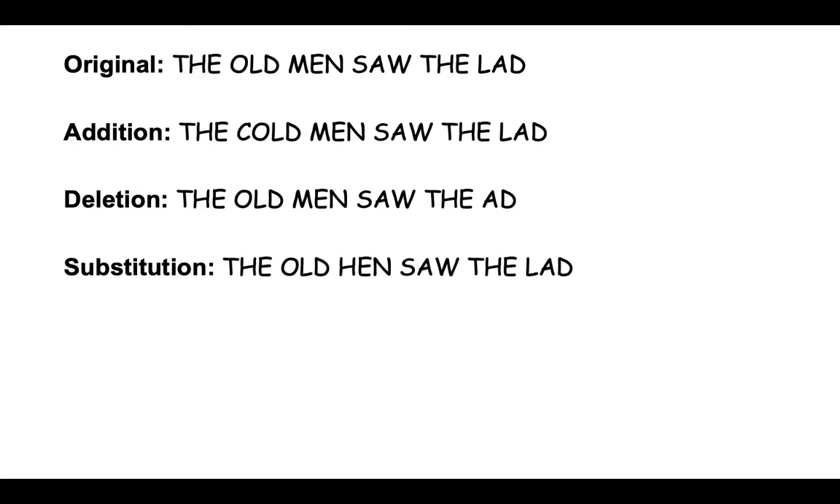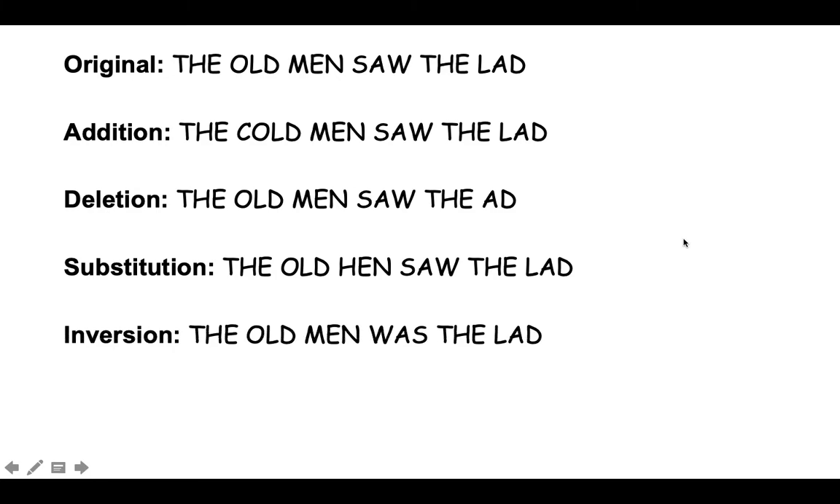A deletion mutation, the old men saw the ad, so rather than seeing a person, they're now seeing an advertisement, again, changing the meaning of the sentence. A substitution, the old hen saw the lad, so we've now got rid of the old men and we're now using an old chicken of some sort, and it's seeing a person, but we've changed the meaning from the original. An inversion, the old men was the lad. So the old men were the lad as opposed to seeing the lad. We've changed from the original due to inverting the 3 letters in saw.